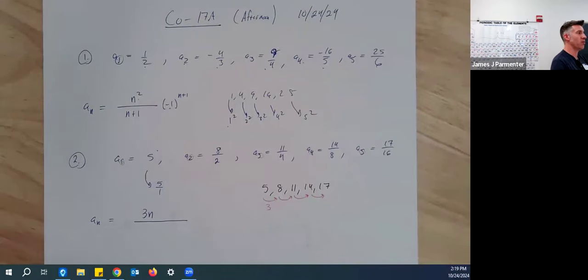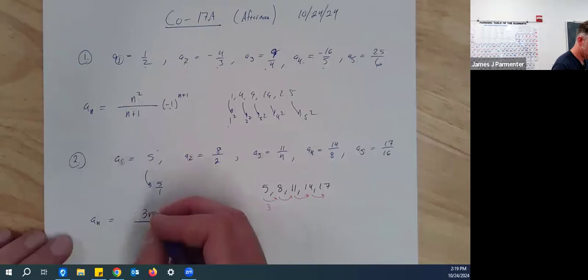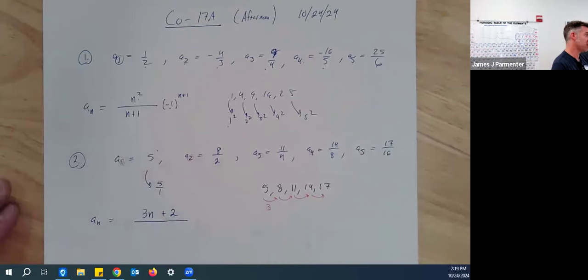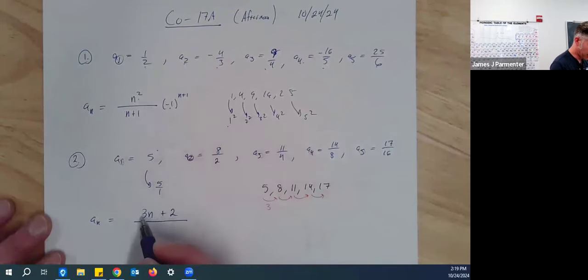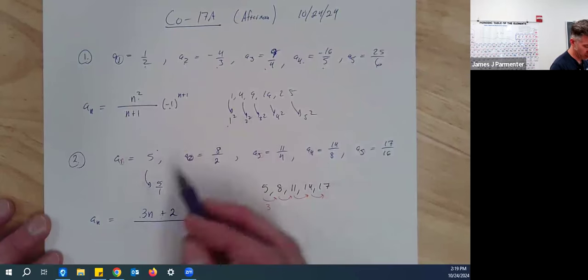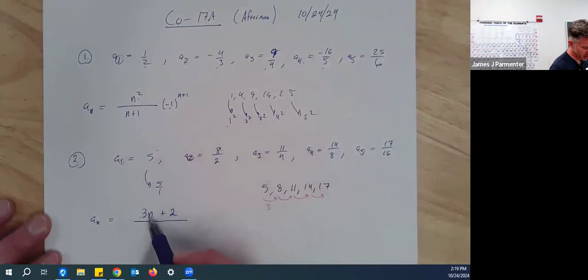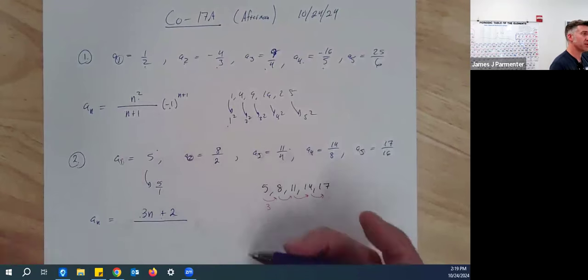If I plug in n equals 1, 3 times 1 is 3. But when I plug in n equals 1, I want to get 5. So I better add 2. And then I'm going to check the next one just to make sure. If I plug in n equals 2, 3 times 2 plus 2 is 6 plus 2, which is 8. You can even check one more. If I plug in 3, 3 times 3 is 9, 9 plus 2 is 11. So it seems like I made the right choice.